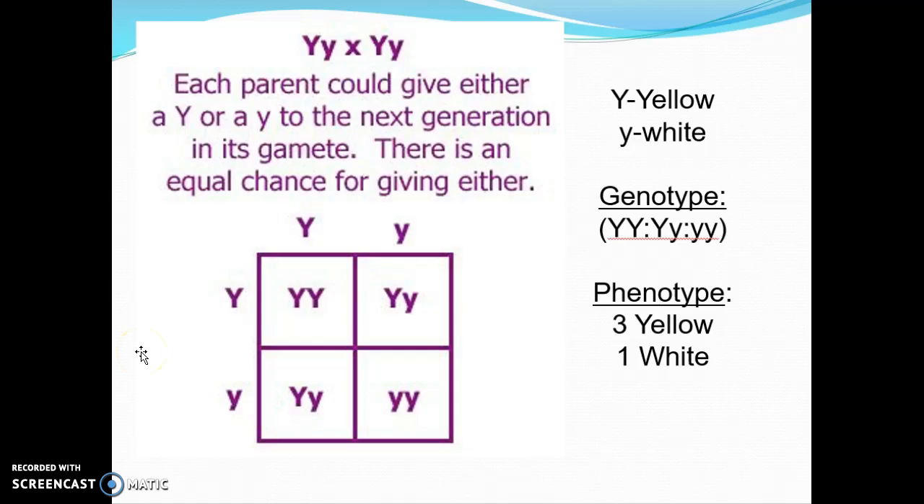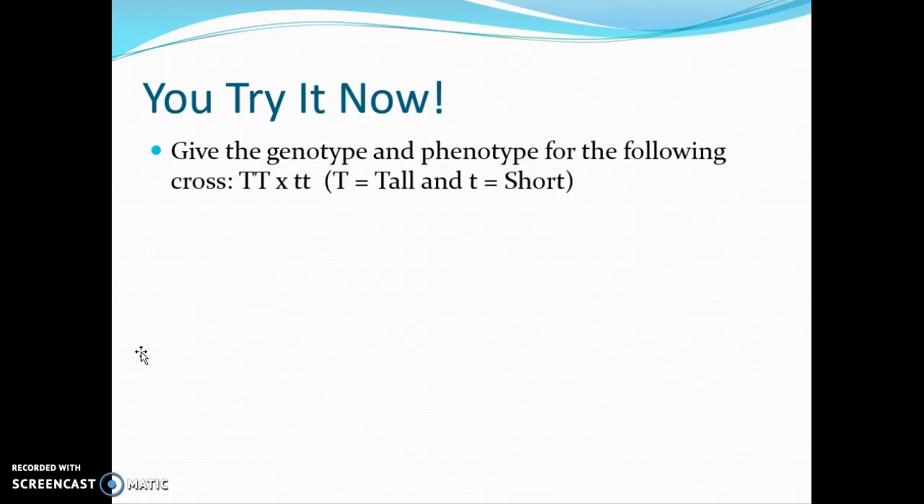All right, so let's go ahead and do another example. In this one, we're going to use the genotype for the parents as capital T, capital T, and lowercase t, lowercase t. We're talking about plant stem height here, so capital T equals tall, and lowercase t is going to equal short. So our first parent there is going to be homozygous dominant for tall stem height, and our second parent is actually going to be homozygous recessive, so short stem height there.